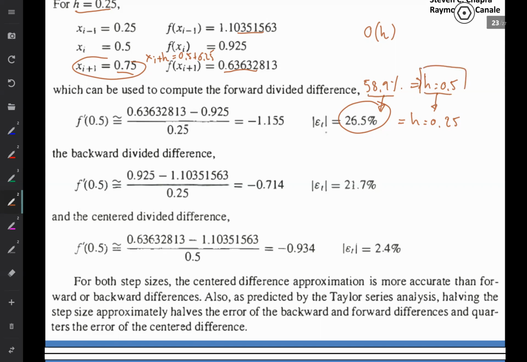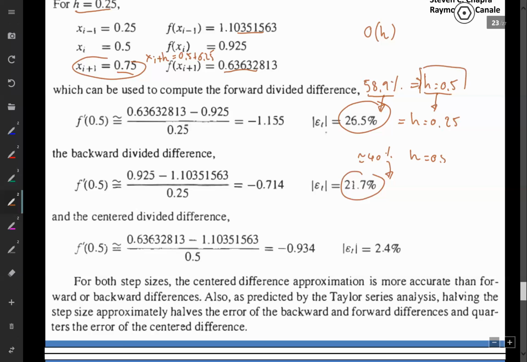In the same manner, the backward difference is reduced from approximately 40% to 21.7%. So it is in the same manner with the value of h that is reduced to h equal to 0.25. Okay, this is in the same order because it's reduced with a half of h.